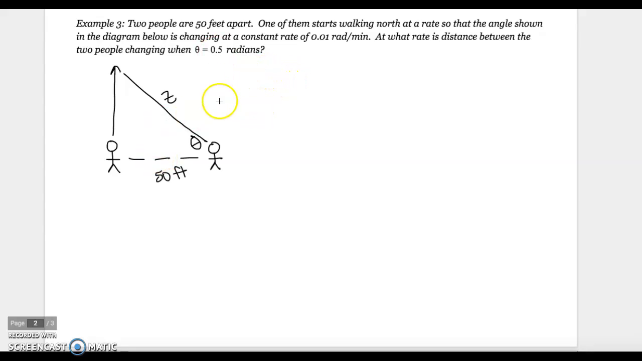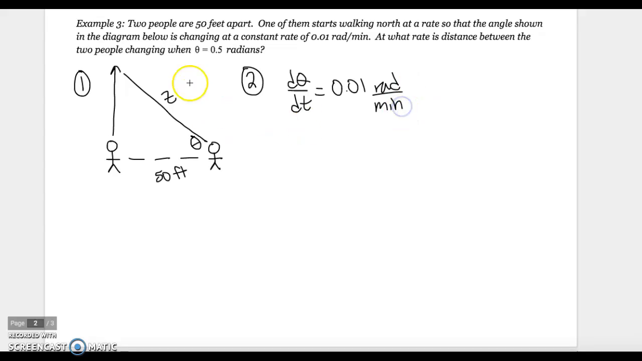So let's talk about the things. That would be step one. For step two, we talk about the things that we know and don't know. So right off the bat, we know that the 50 is there. We know that the angle is changing at a rate of 0.01 radians per minute. So we know that d theta dt is 0.01 radians per minute. We want to know the rate at which the distance between them is changing, so that's our unknown variable. And they want to know at what rate is that changing when your theta equals 0.5 radians, okay?